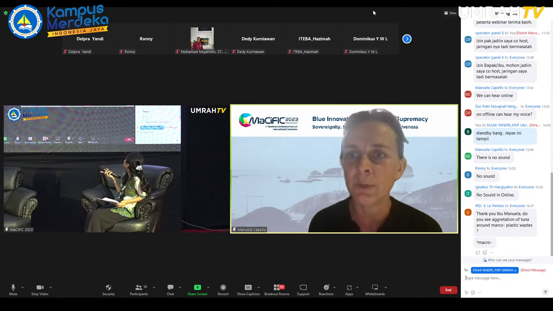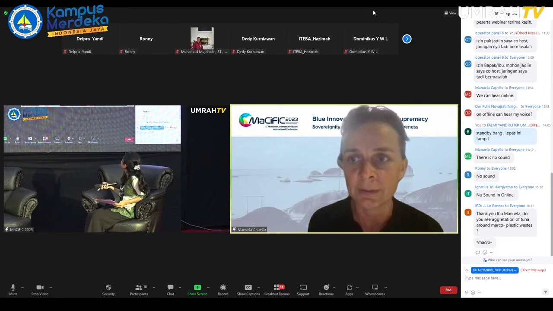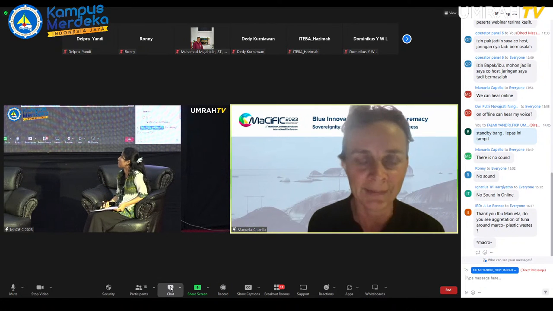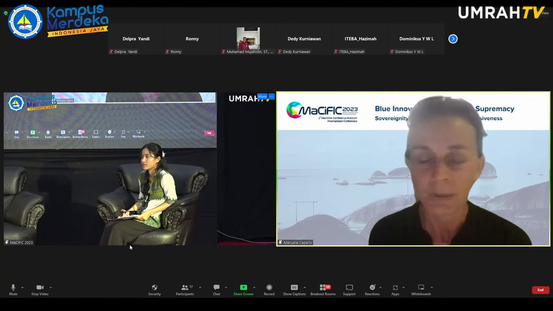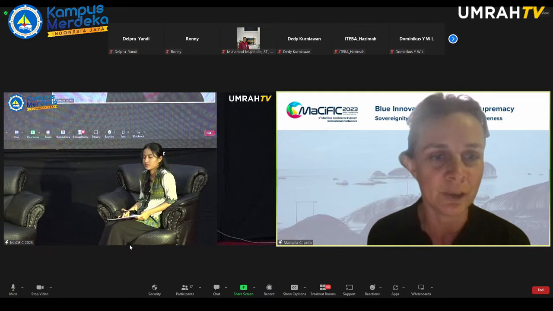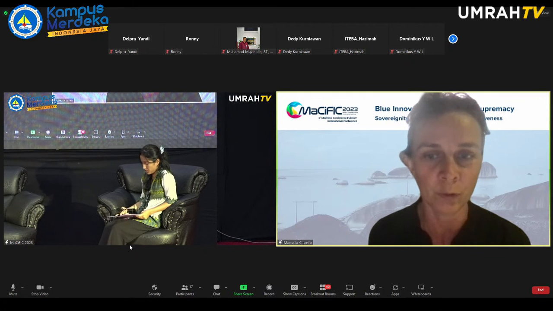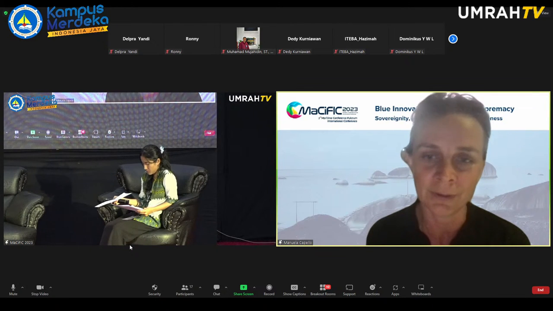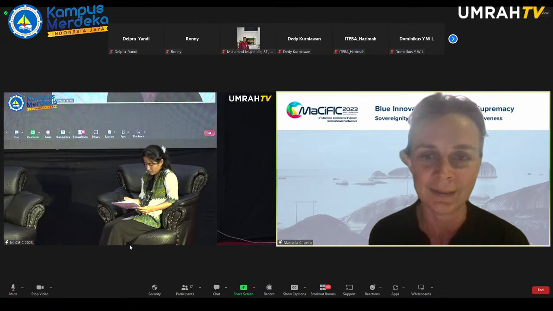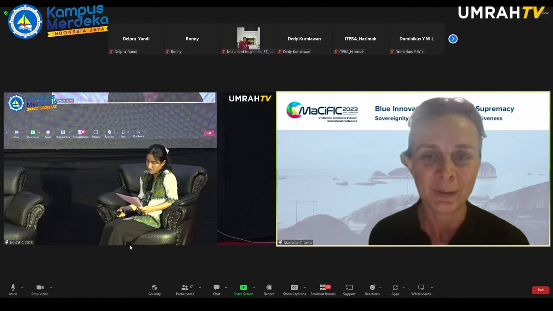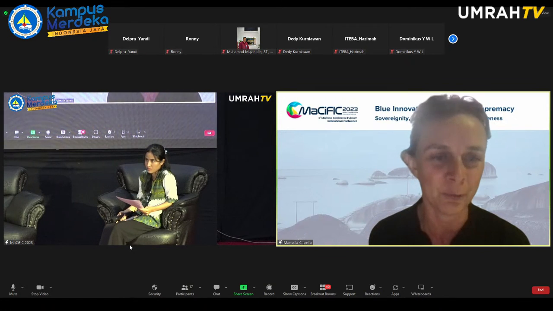Yes, so the question is whether the aggregations of tuna occur also around macroplastic waste, and the answer is yes. The fishers try to find every kind of floating object, including marine pollution, and any kind of floating object makes no difference for tuna. They associate with whatever kind of object it is. So the waste is one of the components of the floating object environment. Thank you.